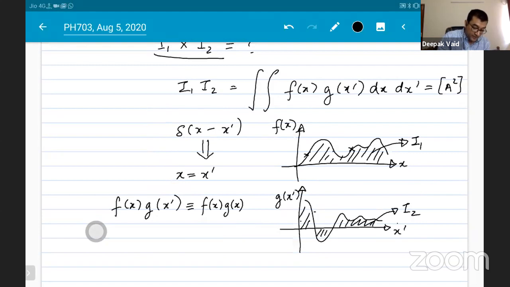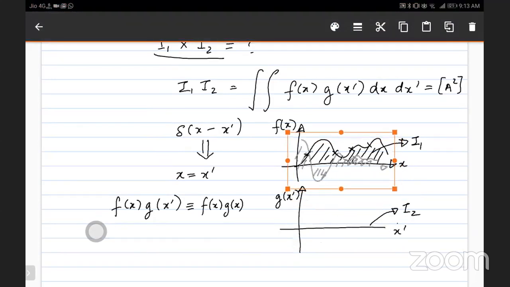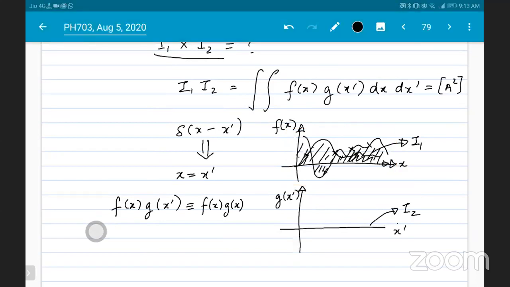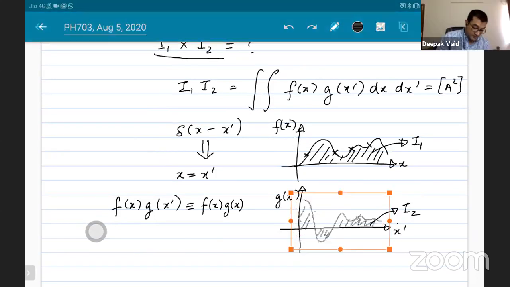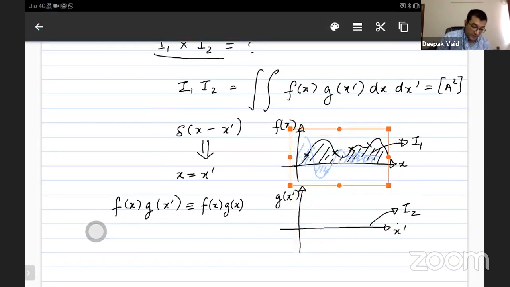So I'm taking one point here, multiplying it with one point here, one point here, multiplying it with one point here. What I'm doing is I'm superposing these functions on top of each other. We are multiplying the same points together, right? Exactly. So what I'm doing is point-wise multiplication of these functions.